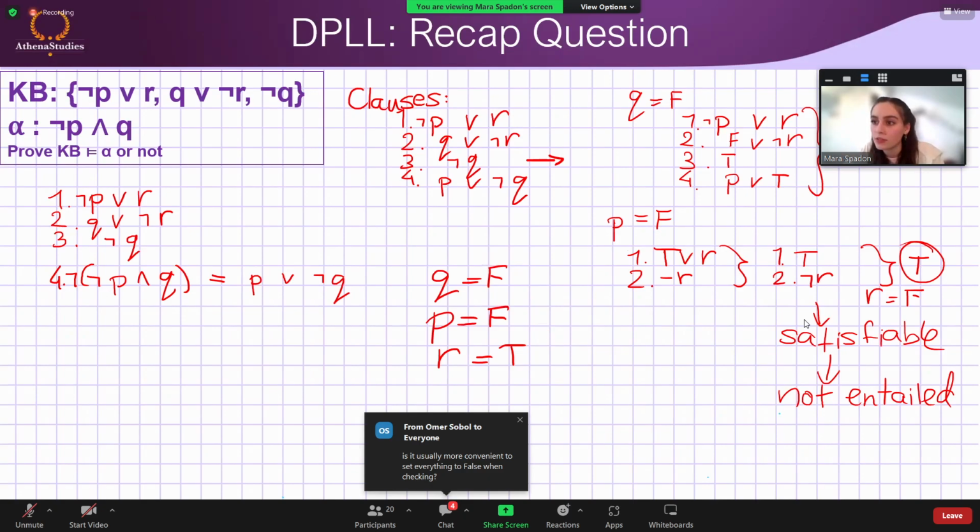It is usually convenient to set everything to false when checking. I mean, it really depends. If you have a unit clause, then you check, okay, what will yield it to true? That's usually how I would do it.